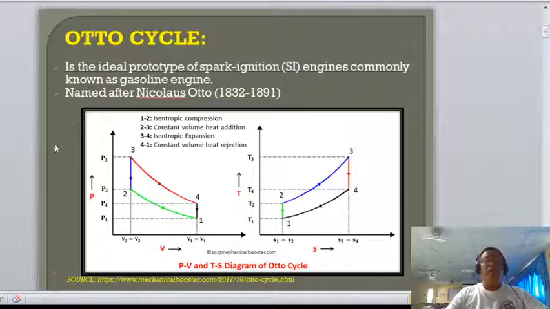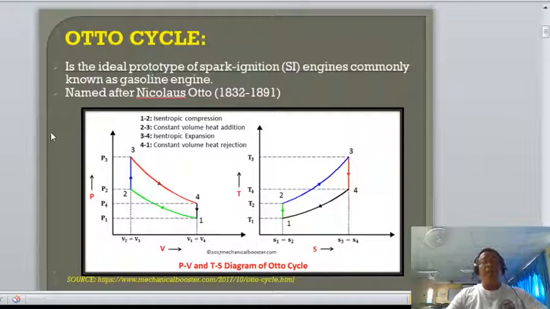First, 1 to 2, as I have said, is compression, that is isentropic or adiabatic compression. So there is no rejection of heat or addition of heat to this system. And 2 to 3, the process involved is constant volume heat addition. And then 3 to 4 is another isentropic expansion. And 4 to 1 is constant volume heat rejection.